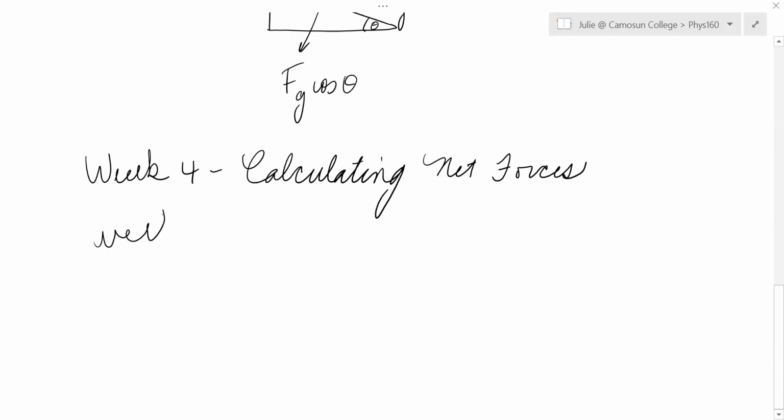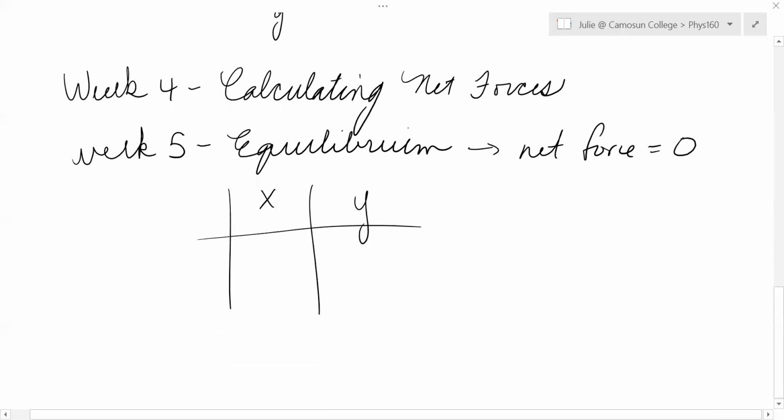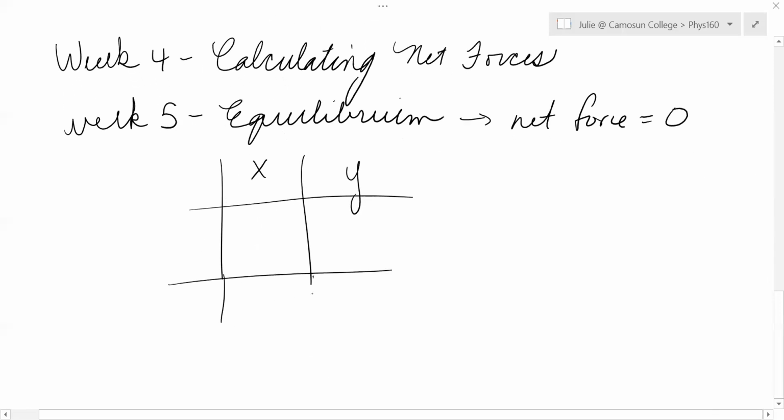Week 5 was when things were in equilibrium. And that's just a special case when the net force is 0, which is what the situation was when we did torques. So this is when net force equals 0. So we did the same thing with this table, except for this time we know that the sum had to be 0 in both the X and Y direction. So you add it up. So these were the forces. You've got the components of the forces.